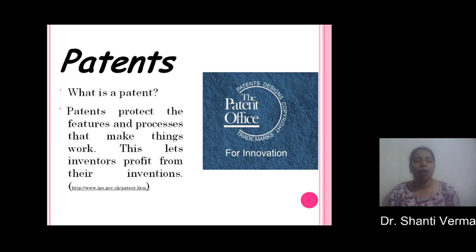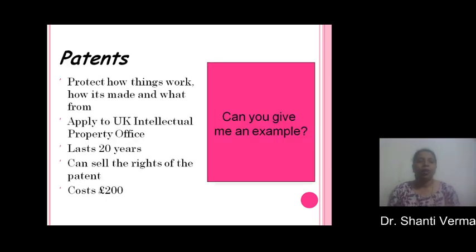Now, what is a patent? Patents protect the features and the processes that make things work. This lets inventors profit from their inventions. You can go to www.ipo.gov.uk for the patent information on the UK site. Patents protect how things work, how they are made, and what form they take. You can apply to the UK Intellectual Property Office, or you can also apply to your country-specific intellectual property office. Normally patents last for 20 years. After 20 years, you have to pay some fee for the renewal of the patent. You can also sell the rights of the patent at a cost defined by you.